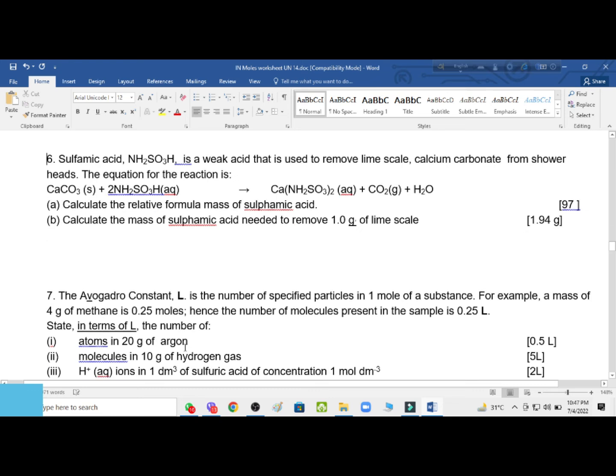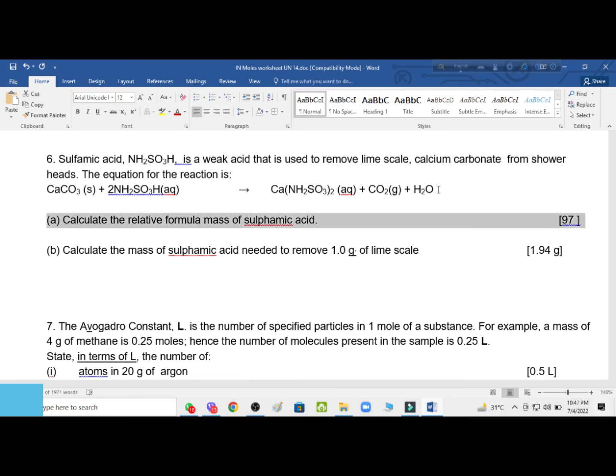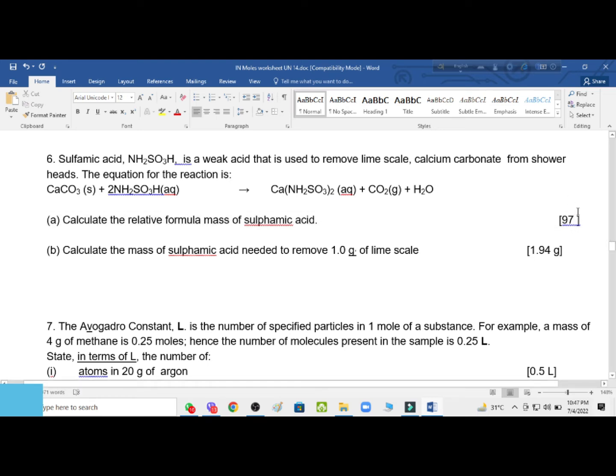Sulphamic acid. This is called sulphamic acid. The weak acid is used to remove lime scale, and lime scale means calcium carbonate, from shower heads. The equation for the reaction is this. So from the shower head, you get here. Calculate the relative formula mass of sulphamic acid. So let's skip this. The answer will be there, 97. Calculate mass of sulphamic acid needed to remove 1 gram of lime scale.